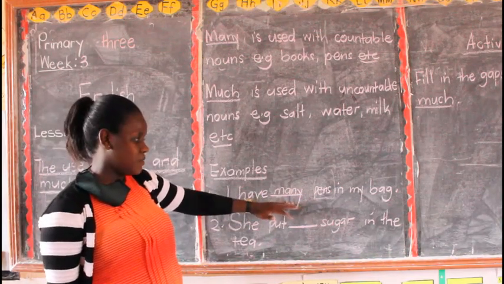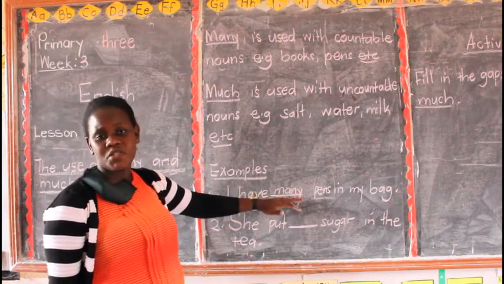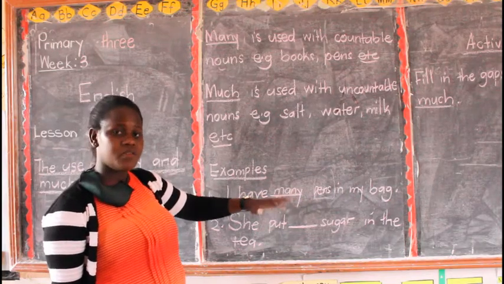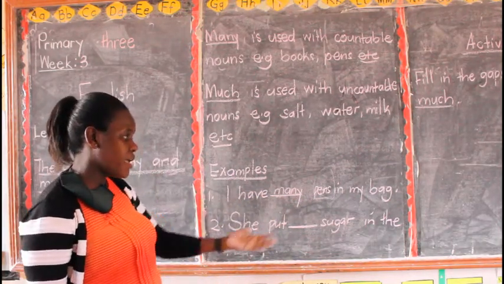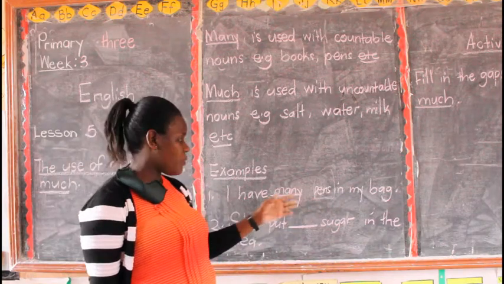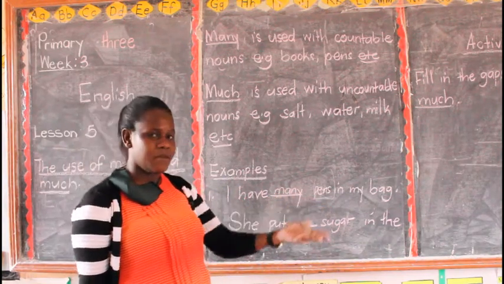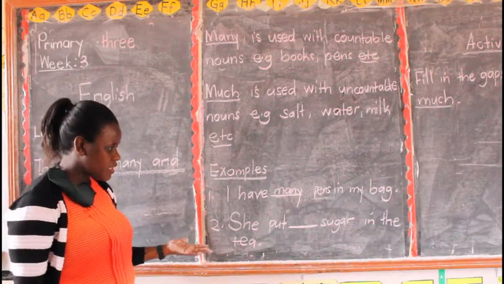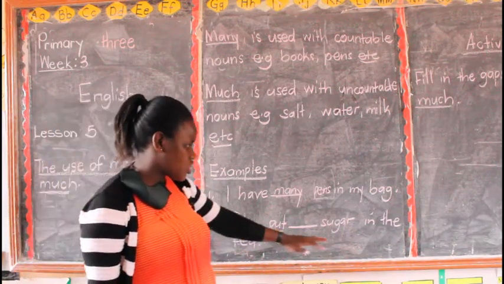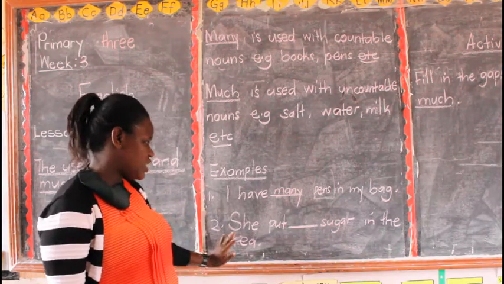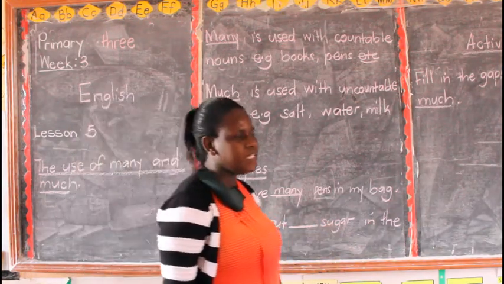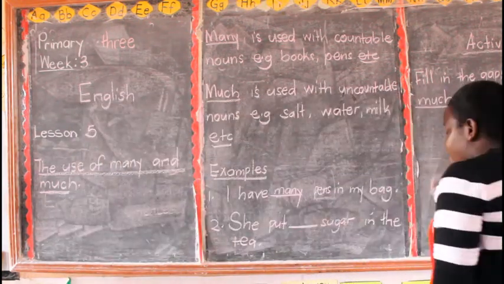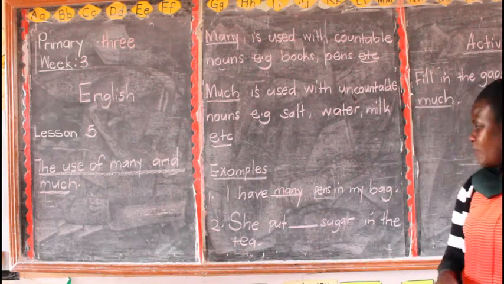I once again repeat, many is used with countable nouns, those nouns you can count by yourself. Like here, pens, you can count. That's why we are saying, I have many pens in my bag. Example number 2 says, she put dash sugar in the tea. Identify the noun being used there.